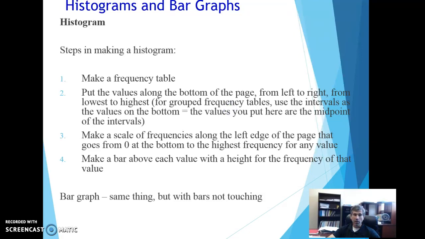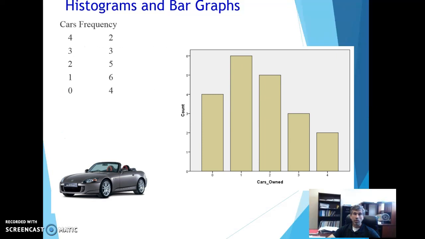You draw a bar above each value in your data set, and the height is the frequency of that value. Of course, a bar graph, as I mentioned, is exactly the same thing, but the bars do not touch. So here is our, again, car data set. It is represented as, is that a histogram or a bar graph? It's a bar graph. Why are we using a bar graph? Because this is a discrete scale. There are no in-between values. If it was a continuous scale, it would look just like this, but with the little gaps gone.